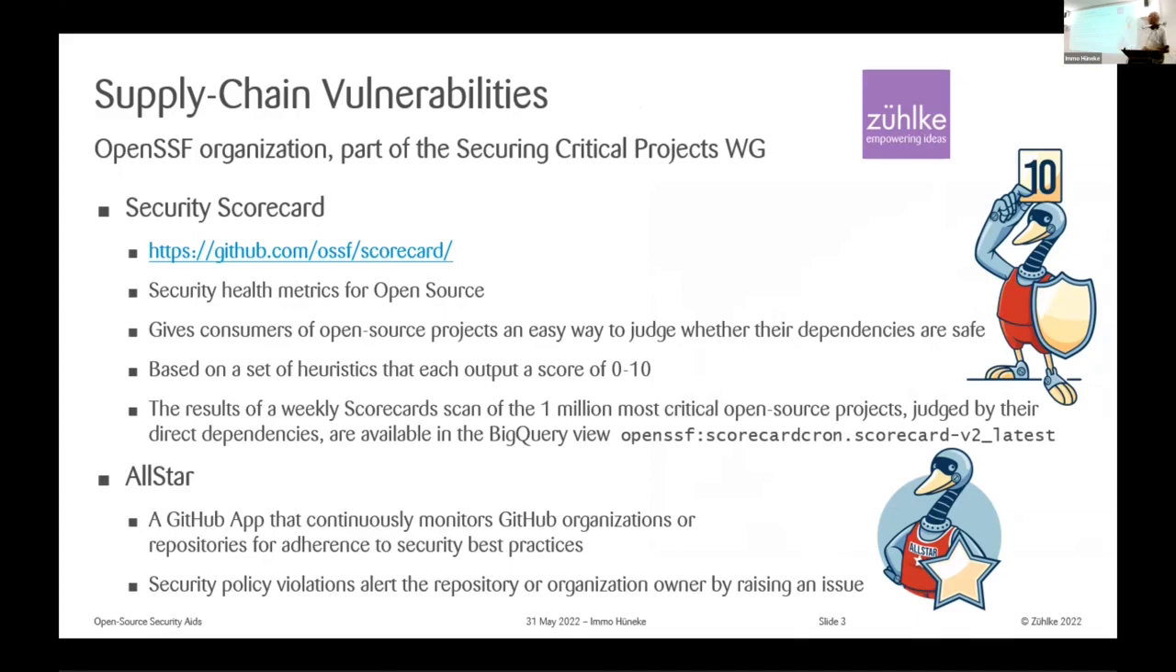The first one is called Security Scorecard. Now, anyone can use this. It's a free tool from the OpenSSF organization, which I haven't heard of before. OpenSSF is part of the Securing Critical Projects working group. And I'm not sure whether that's something under the Open Source Foundation or something else.